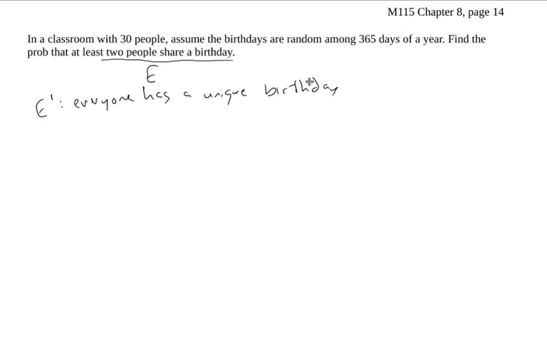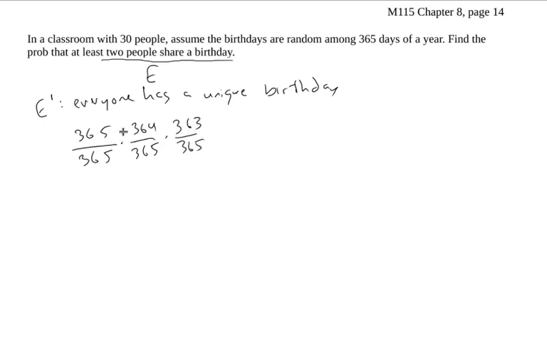It's going to be much easier to say, okay, for the first person, there's a 365 out of 365, a 100% chance that they choose a number that is not already taken. For the second person, one of those numbers is now taken, so there's now 364 out of 365 that they choose a number that's not already taken. For the third person, it's going to be 363 out of 365, and so on.